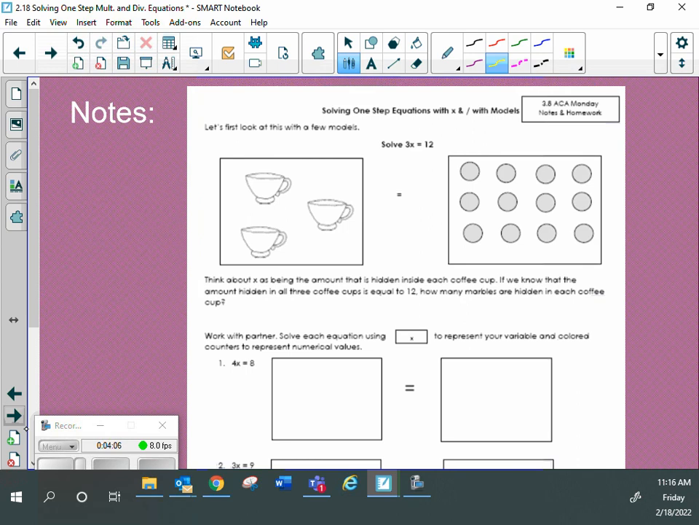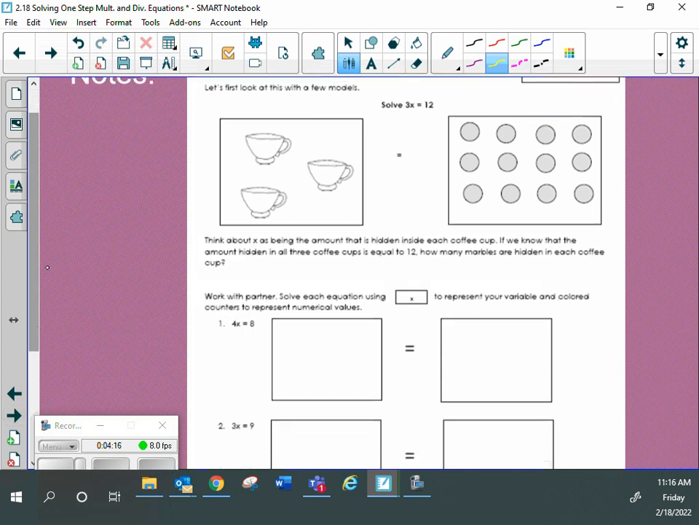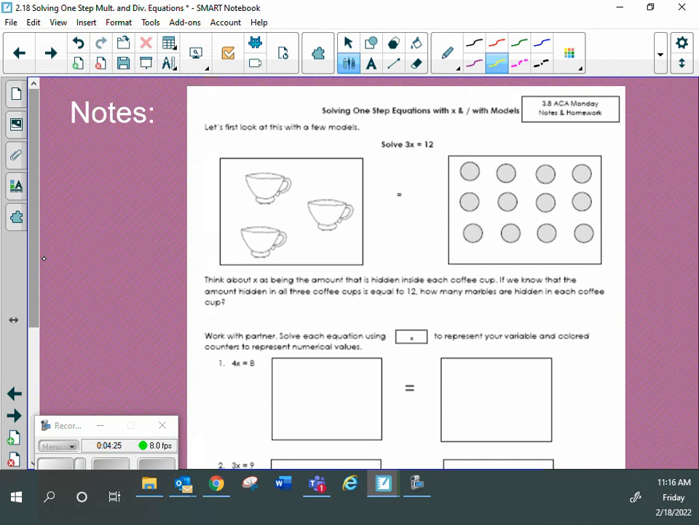Yesterday we talked about addition and subtraction. Today we're going to talk about multiplication and division. As Ms. Idle just mentioned in the warm-up, you're basically just always undoing what operation is happening. We're going to start with models because it gives us a little visual representation, and then we'll move into just the math.